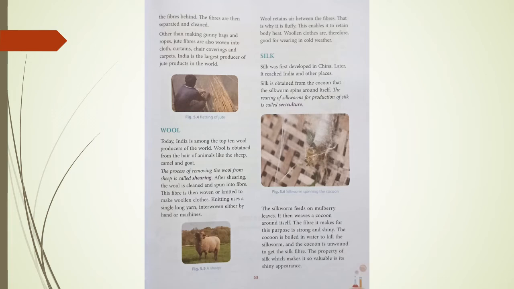Next is silk. Silk is also a natural fiber, which is obtained from the cocoon of the silkworm. We will watch a video and try to understand it in detail.